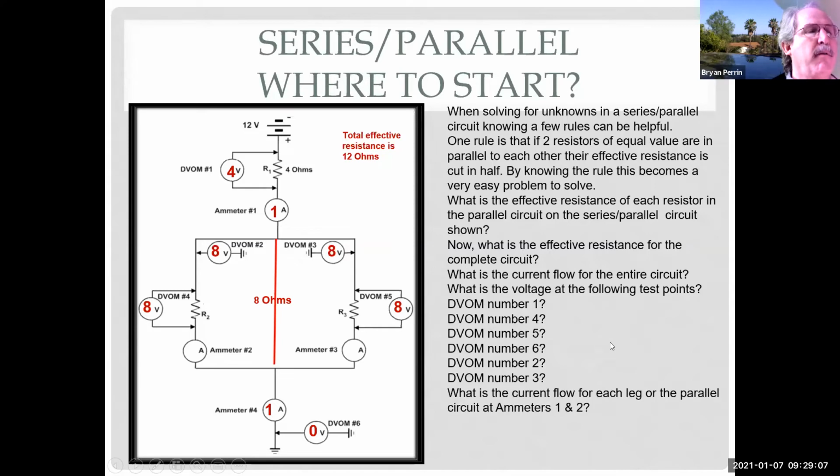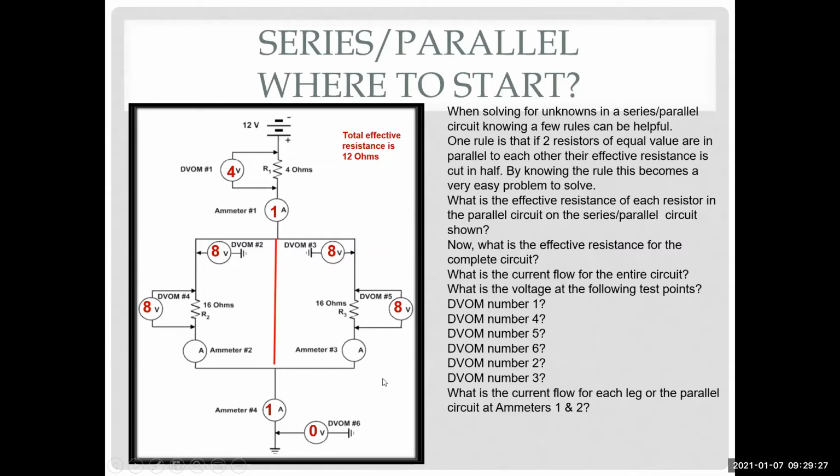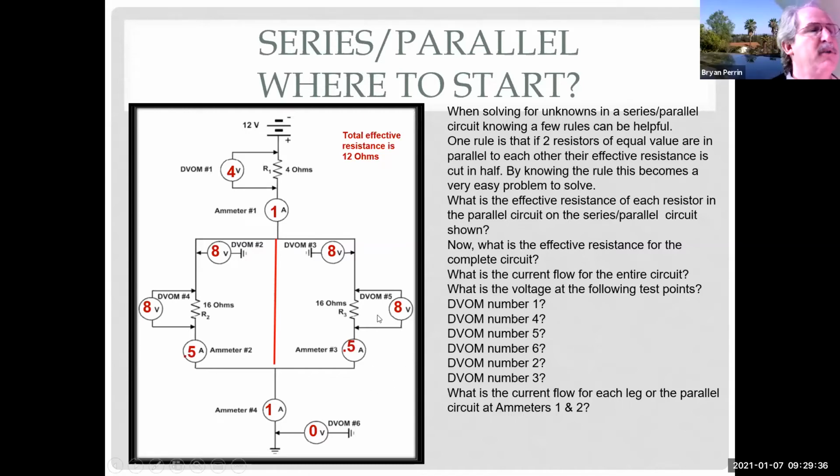Now, what is the current flow for each leg of the parallel circuit? Well, to figure out the current flow, what do I need to do? I need to treat them each like a series circuit, go back to my 16 ohms. If I take 8 volts divided by 16 ohms, what's my current flow? 0.5 amps. Which makes sense because I had 1 amp here. I split it equally. Each side gets half an amp.